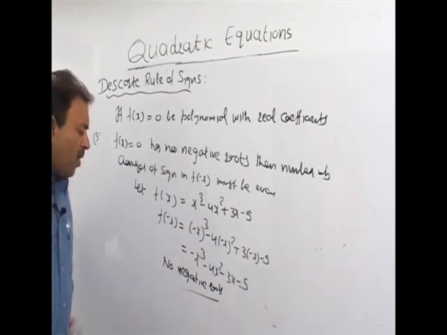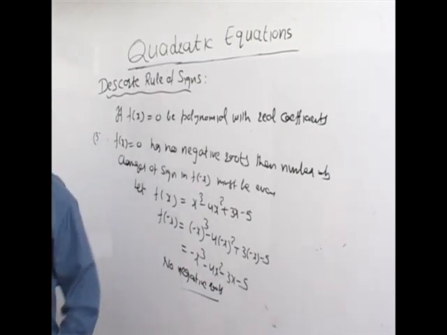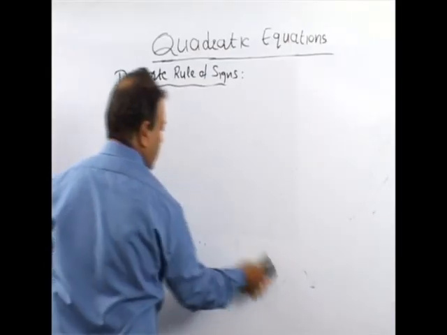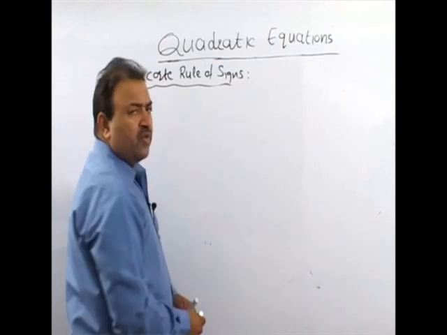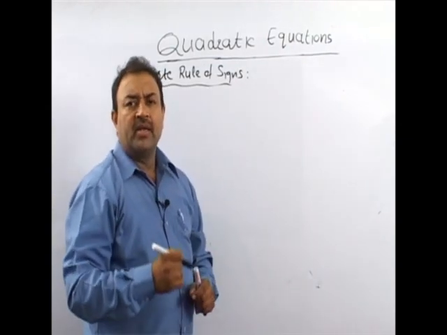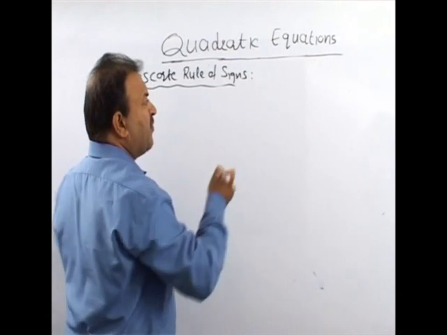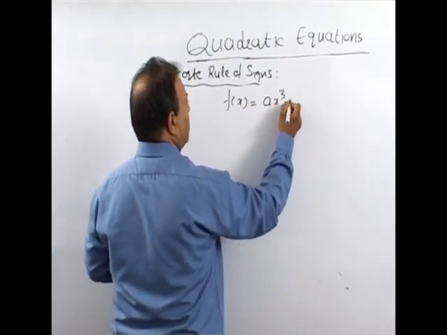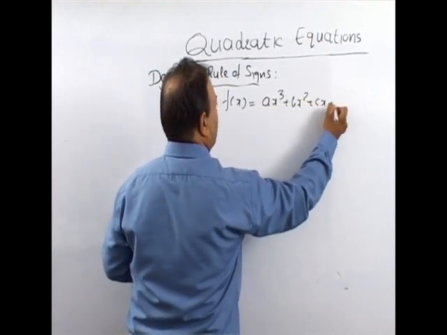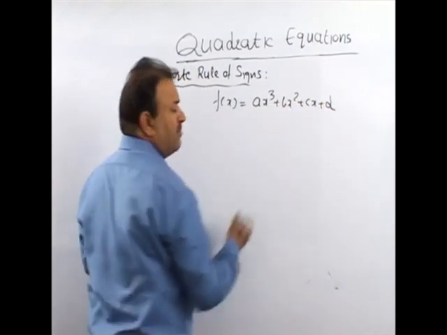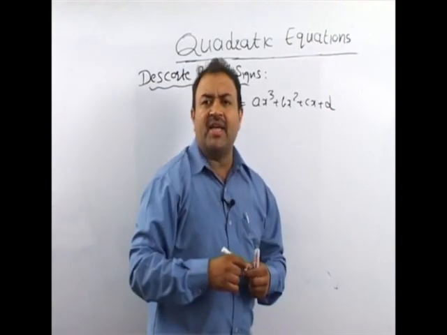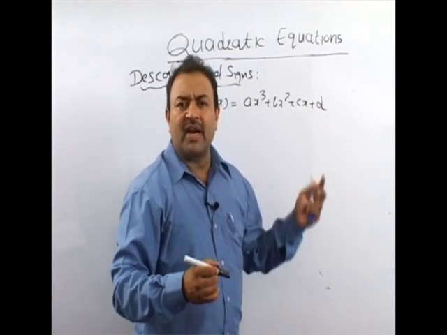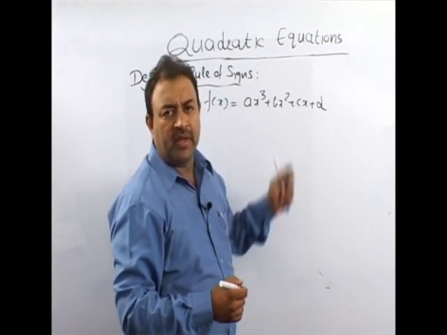This is the theory of Descartes rule of signs, that is for positive and negative roots. But the important thing is, if we get a polynomial like f(x) is equal to ax cube plus bx square plus cx plus d, and nothing has been mentioned about a, b, c, d, except that a, b, c, d are real, then Descartes rule of signs won't be applicable over here.